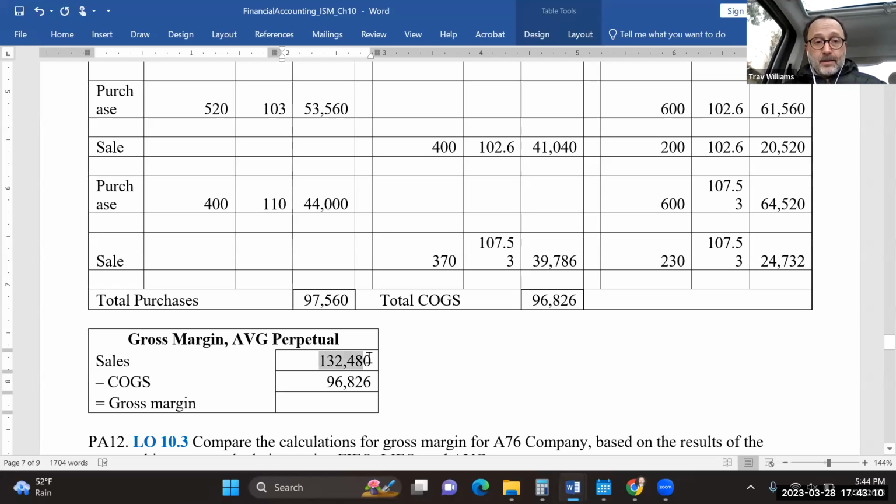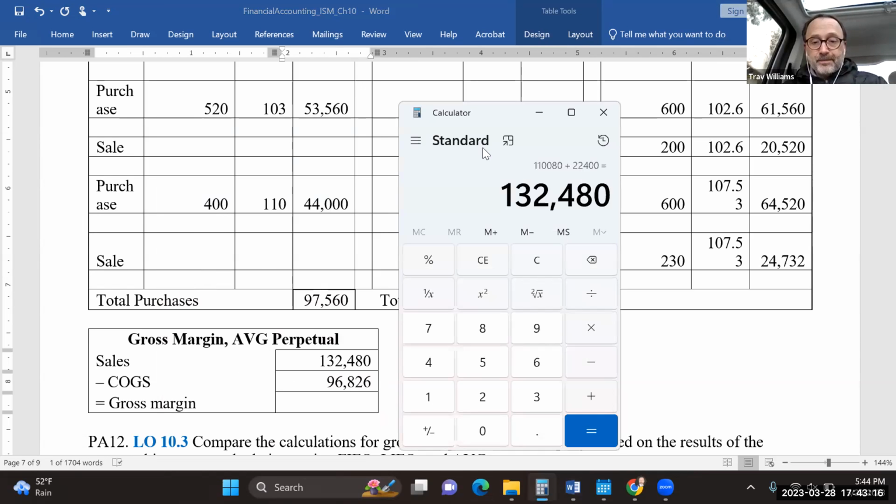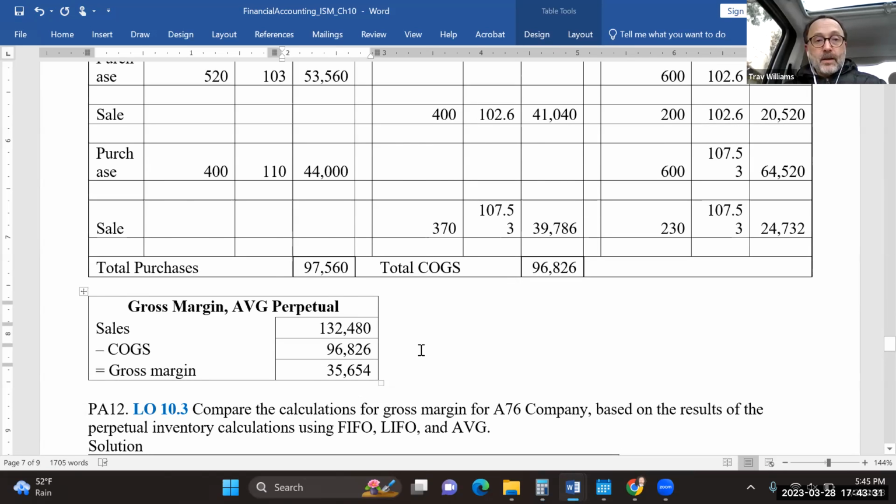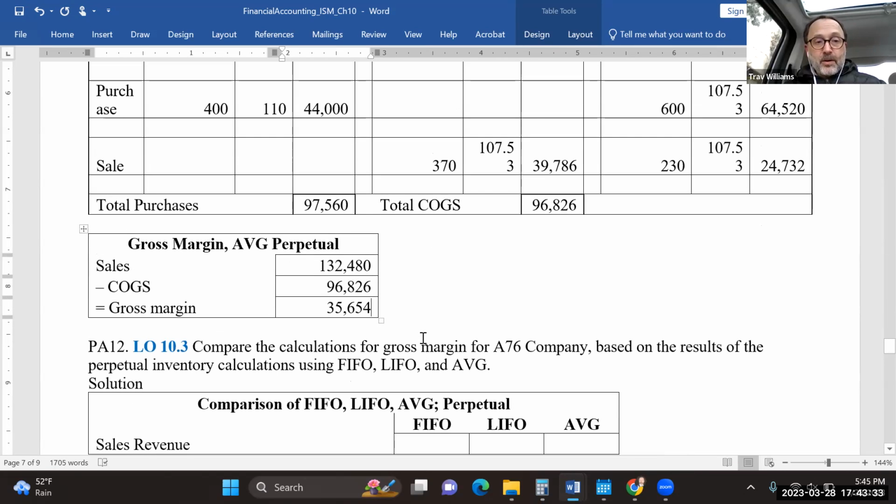Now, all we have to do is take the sales revenue, subtract the cost of goods sold, which is going to differ in each of those problems. And we get our gross margin, 35,654. Okay. So we're done with problem 11.